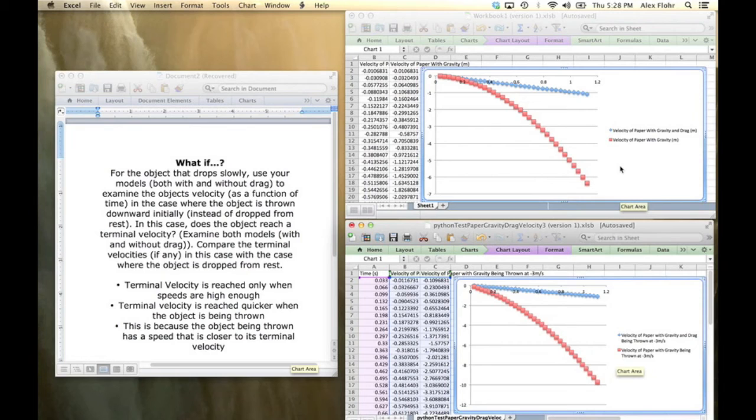We're going to be looking at the velocity of the paper with gravity and drag, because we know that is more accurate to what actually happens in real life. The terminal velocity is reached only when the velocity is high enough, and the terminal velocity is reached quicker when the object is thrown, because the object being thrown has a speed that is closer to the terminal velocity.